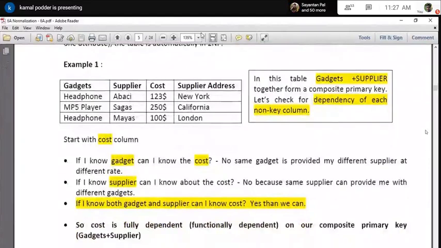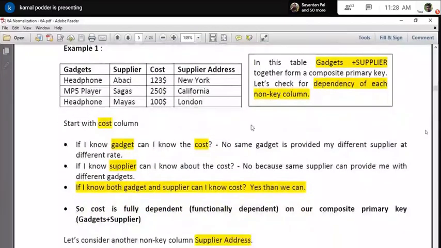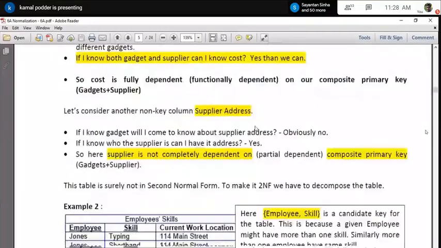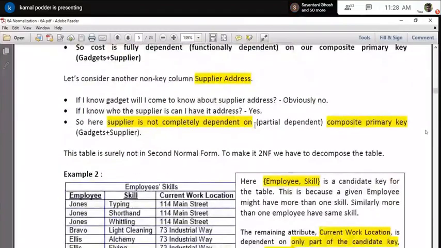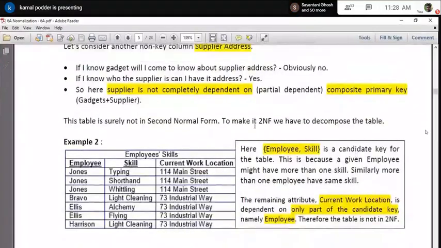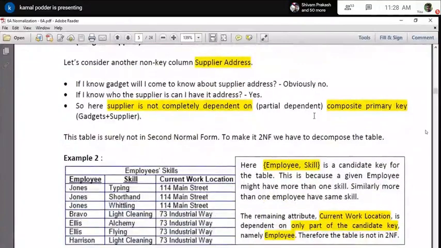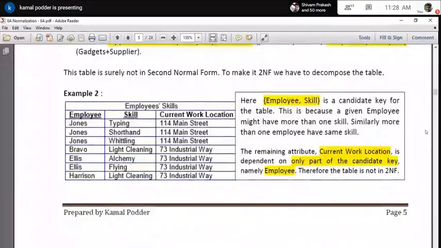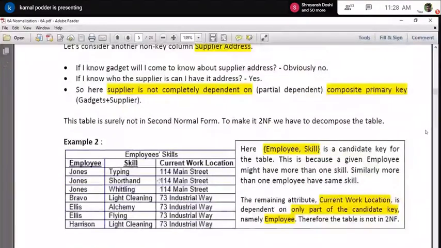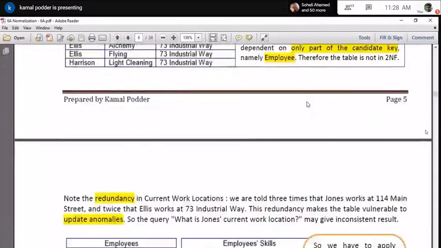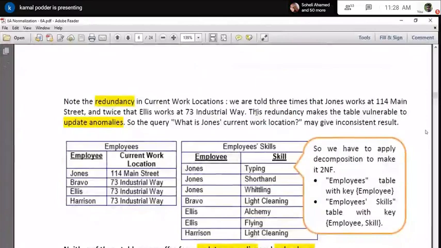Now, here I have discussed another problem also, and from different types of queries you will understand that this type of problem can occur. So if you really find that this type of problem can occur, then what you have to do is decompose the table again.